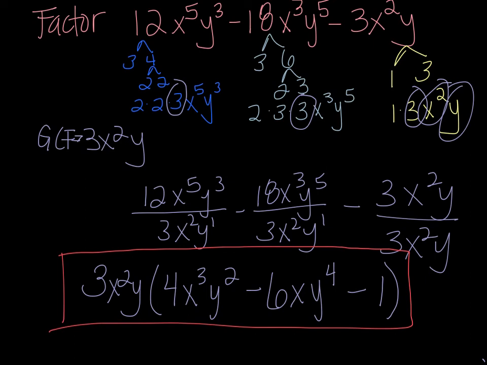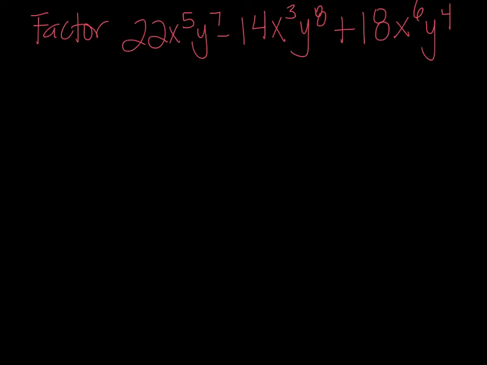Let's try one more example together. So let's look at this example together. We have 22, 14, and 18. Now, I know for a fact my factors of 22 are 2 and 11. And no, 11 doesn't go into 14 or 18. So right now I can automatically say that my GCF is equal to 2 so far. But let's look at the variables.